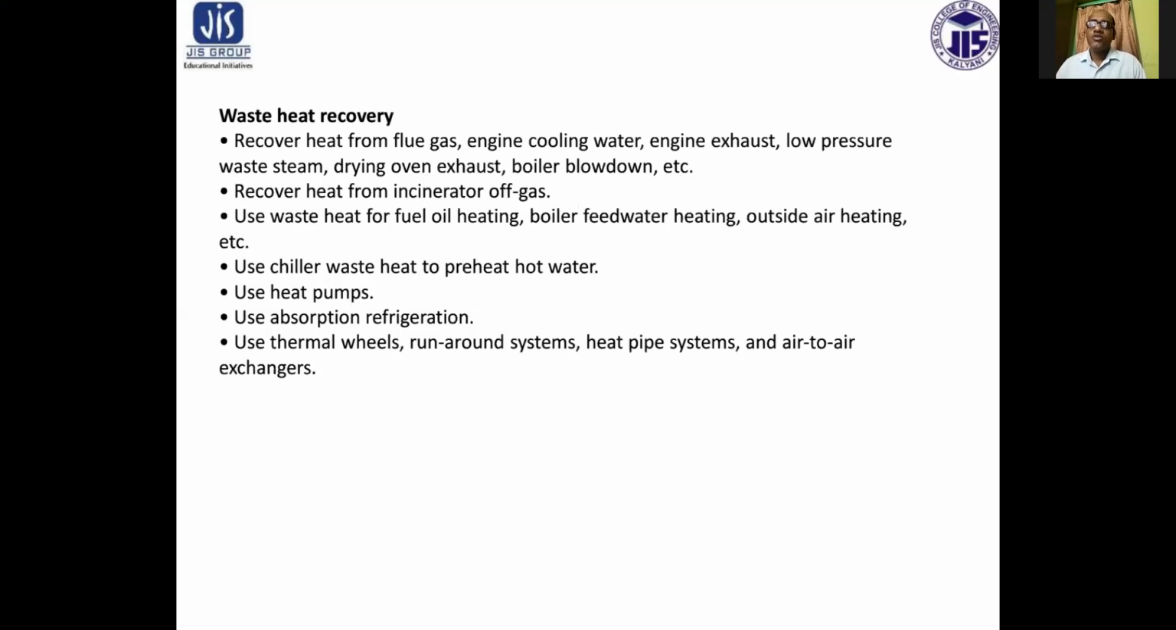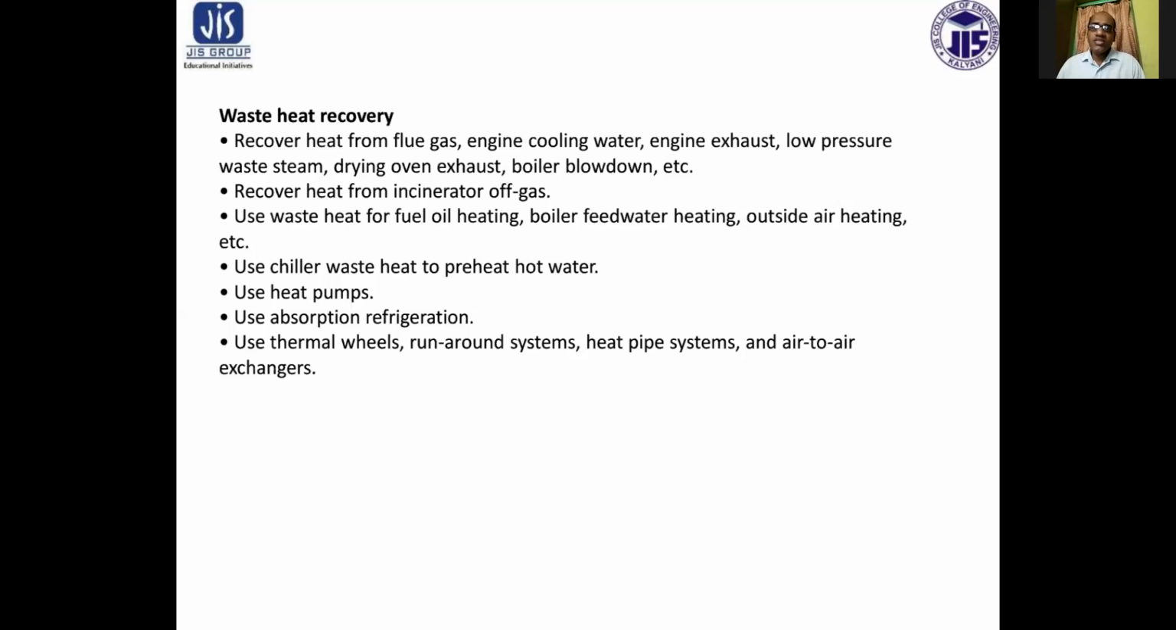Waste heat recovery, we have discussed elaborately about the waste heat recovery. Here some tips are also given. Recover heat from flue gases, engine cooling water, engine exhaust, low pressure waste steam, drying oven exhaust, boiler blowdown, etc. Recover heat from incinerator gas.